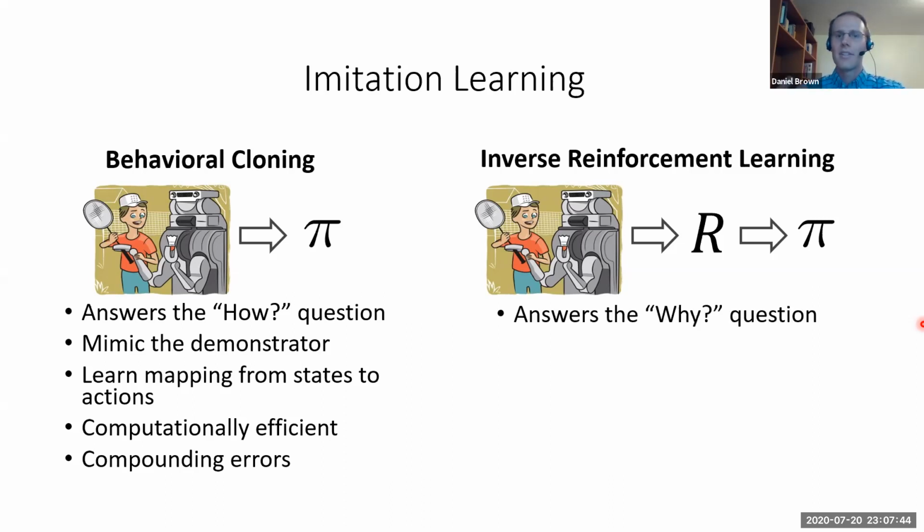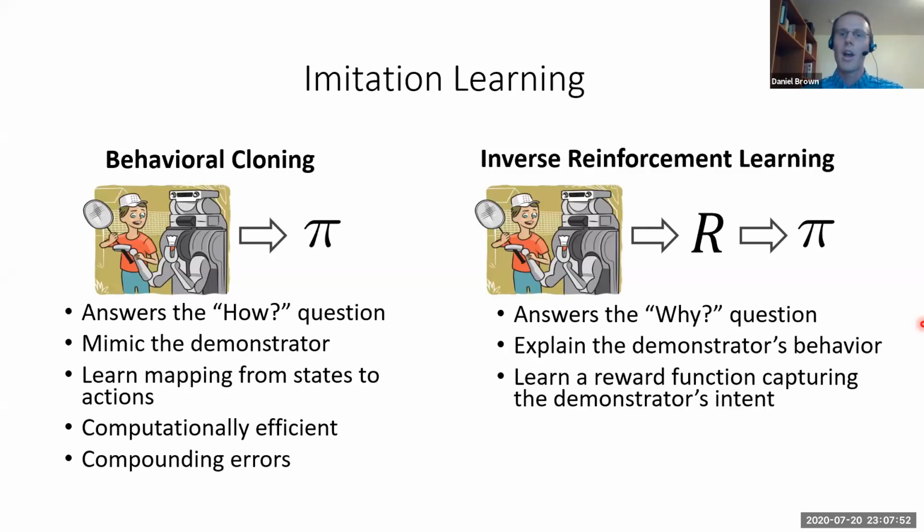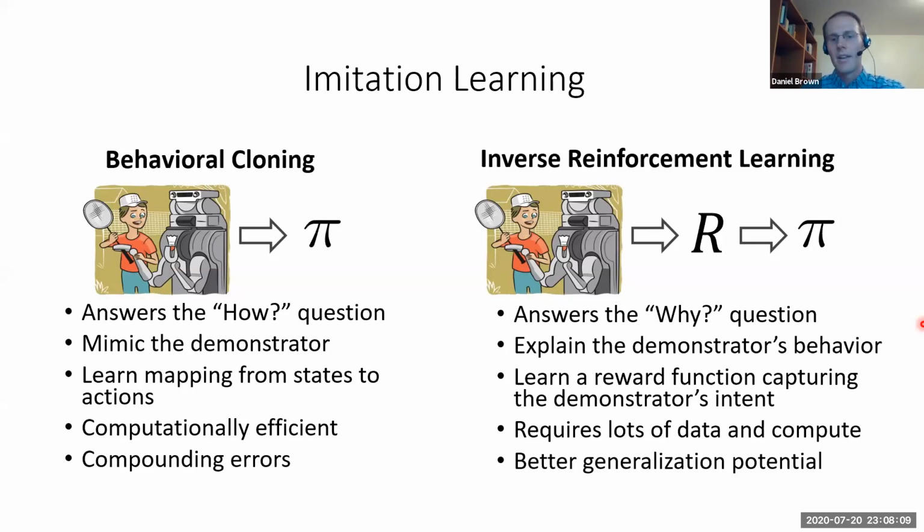On the other hand, there's this idea of inverse reinforcement learning, which I see as answering the why question, where we're trying to have this agent explain the demonstrator's behavior by recovering this reward function or utility function that's trying to capture the demonstrator's goals and intent. And now this can often be pretty difficult because we not only have to infer this reward function, we then have to solve this reinforcement learning problem or policy optimization problem afterwards. However, it has the potential of much better generalization if we really understand the why about what the human or the demonstrator is doing.